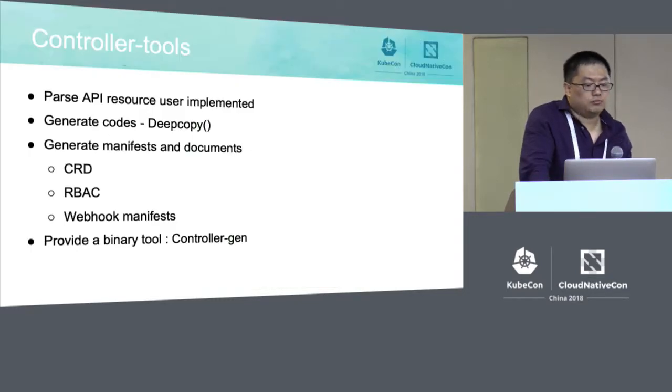In terms of the controller tools, they provide a binary and Go libraries that help you work with code generation and manifest generation. At the current stage, the tools process API files and generate deep copy functions for API objects. It also generates manifests and documents. The controller tool makes heavy use of the annotations mechanism to facilitate the CRD features. With Kubebuilder, in the future, more features can be supported by annotation. The binary controller-gen is also provided for the same purpose.